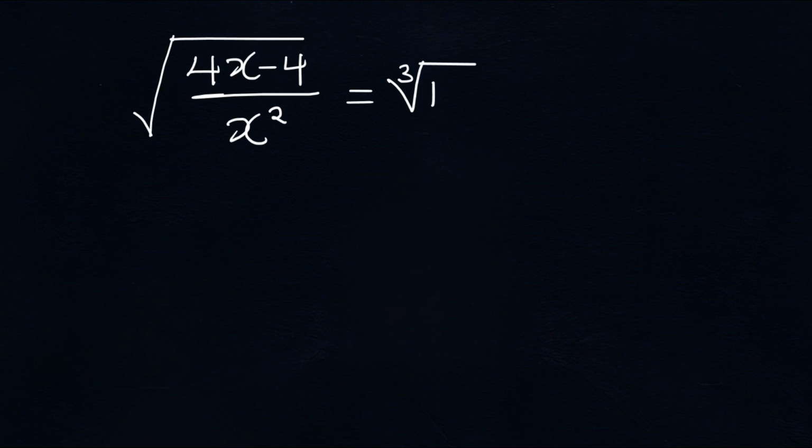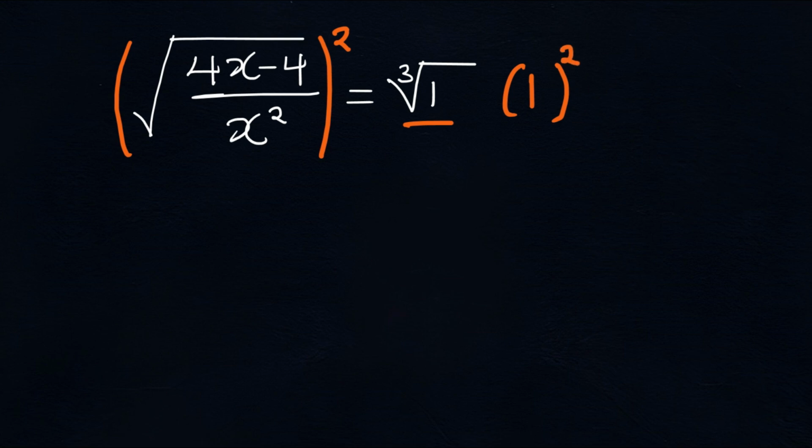So here's another example in which we are expected to find the value of x, and on our right hand side here we have got the cube root of 1. When simplified, it is still going to be 1. And then on the left hand side, I would prefer to get rid of the square root, so we're gonna square both sides. So this is going to get rid of this square root, and 1 to the power of 2 is just going to remain as 1.